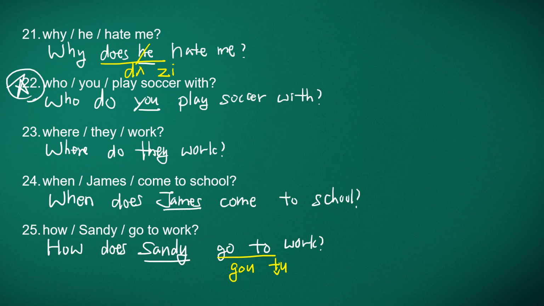Now let's think about 22. Actually, the right sentence we know is with whom do you play soccer? With whom do you play soccer? This is the sentence we know.